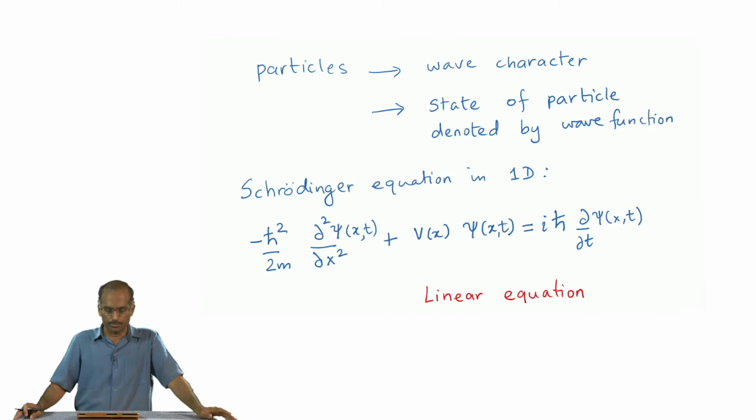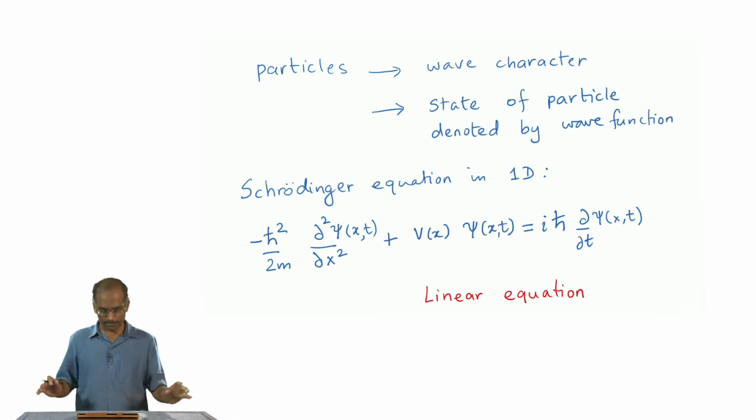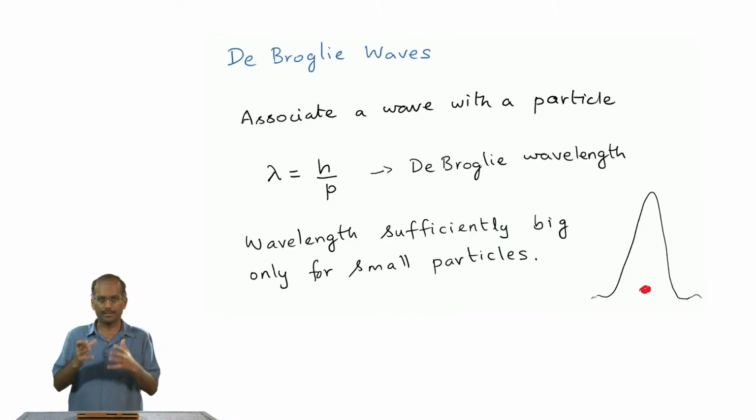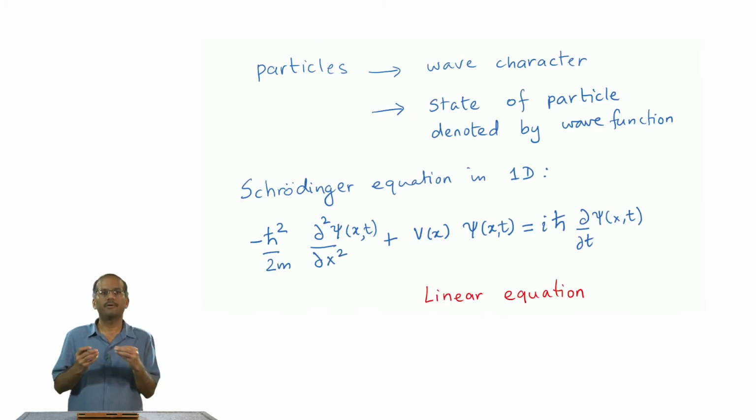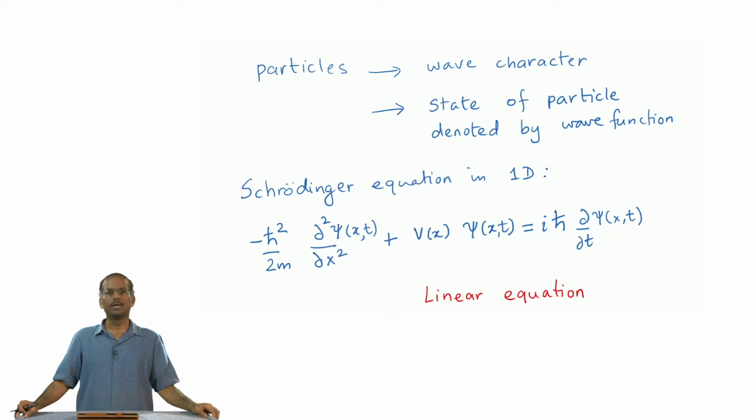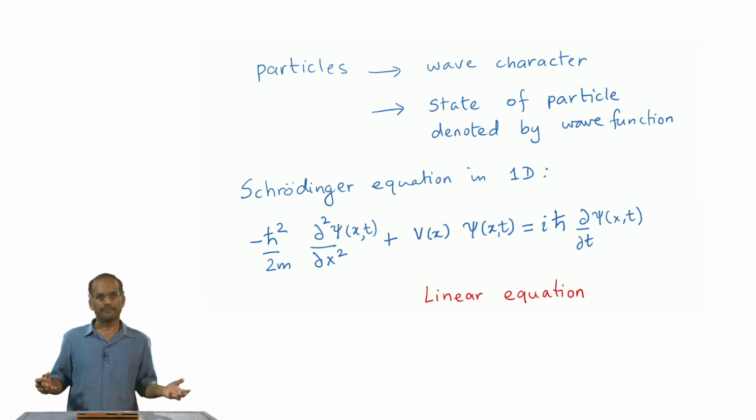So, now if particles do have this wave character like the way I pictured it, then every time I have to describe a particle, I need to state some waveform associated with the particle. In quantum mechanics it is called a wave function. So, the state of a particle is denoted by stating its wave function. In fact, you cannot state it, you need to actually calculate the wave function.